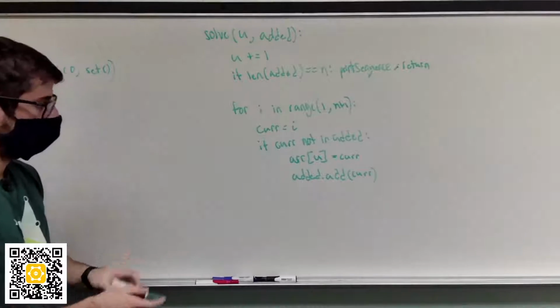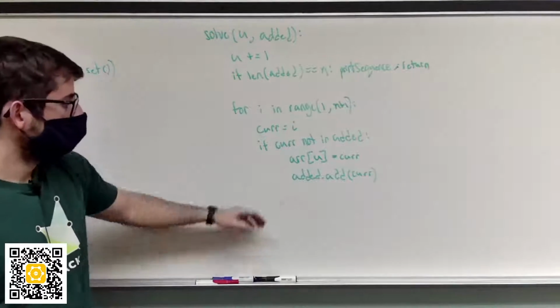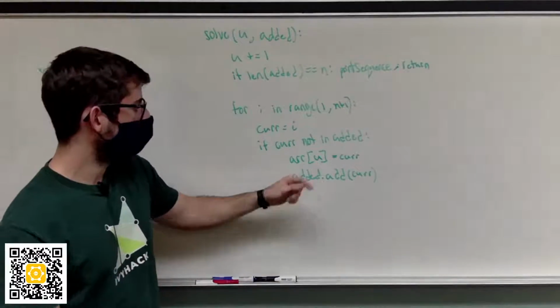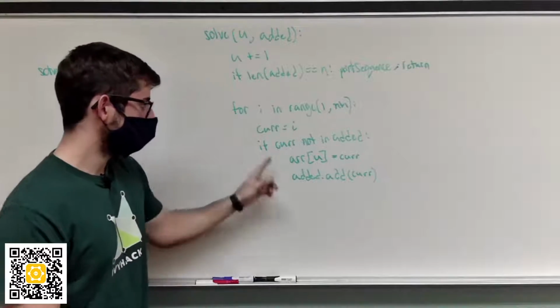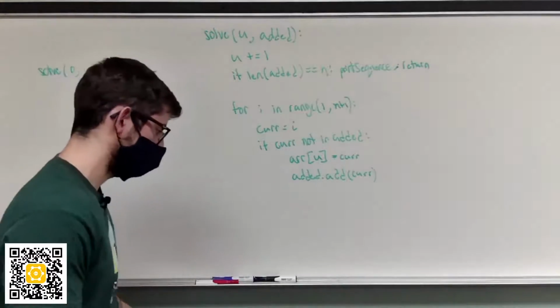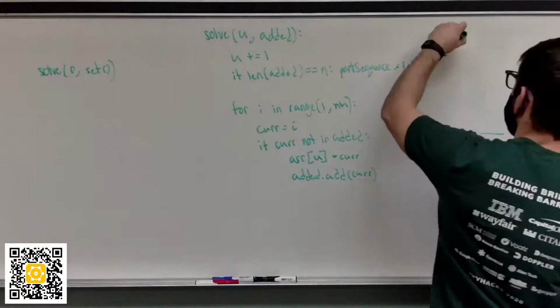If your current is not in your added set, then we know we can add this, at position u, we can add current and add current to our set. So that was really confusing. So let's run through an example.